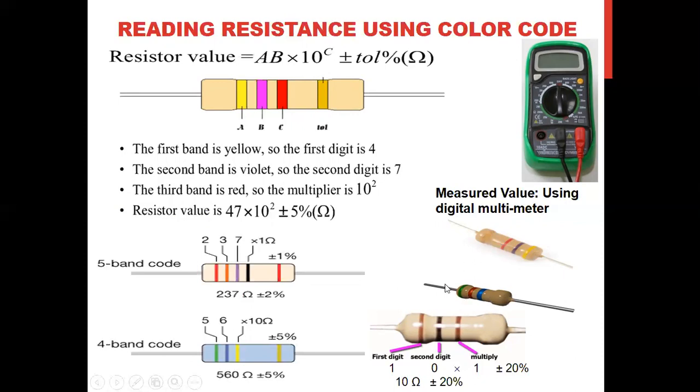This one we can see has 3 bands, meaning there are 3 patches of colors printed on it. So that's why there is a gap here. The gap means the tolerance is none, plus minus 20%. So this one, green, the value is 5, red is 2, and then blue is 6, means 10 to the power 6. So this one is 52 times 10 to the power 6 ohm, plus minus 20%.